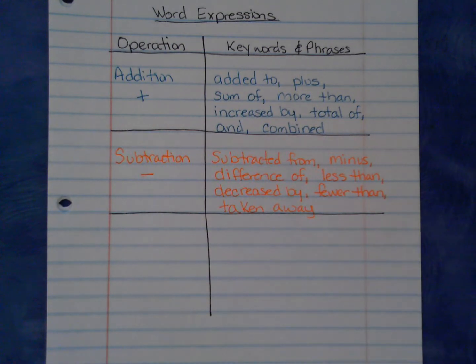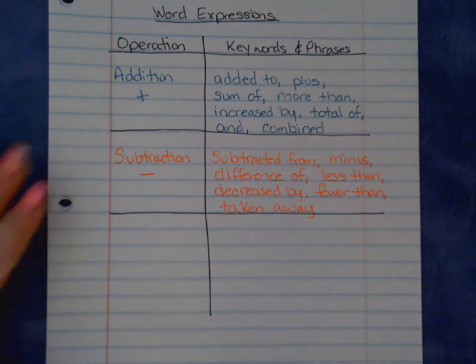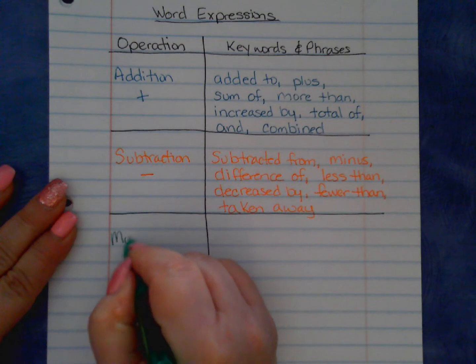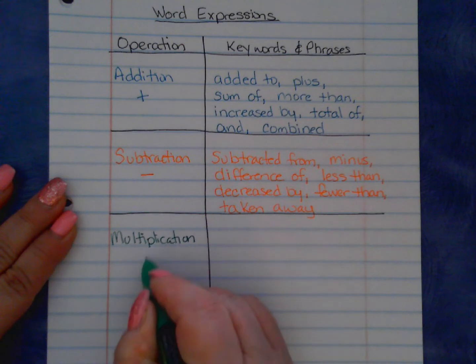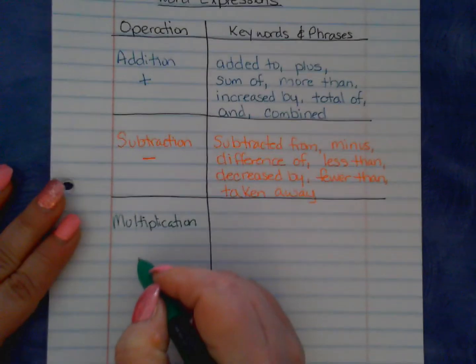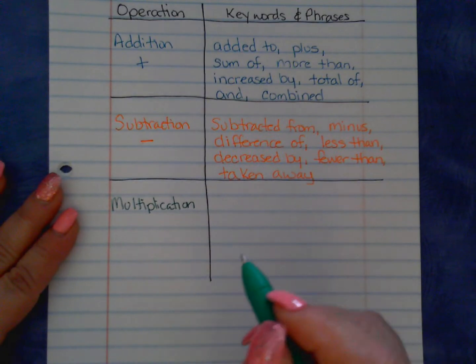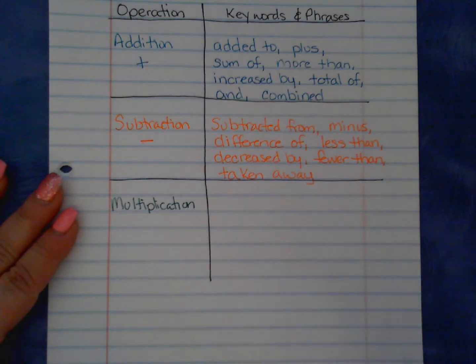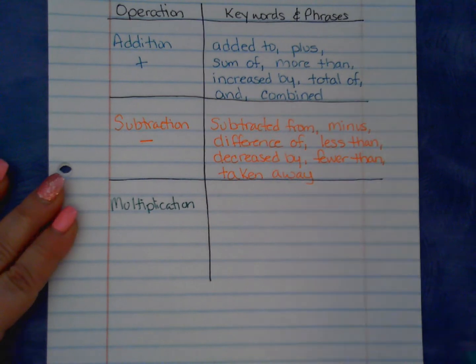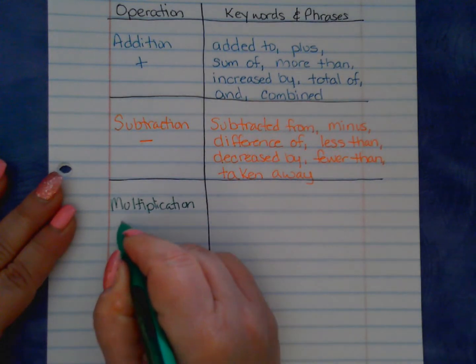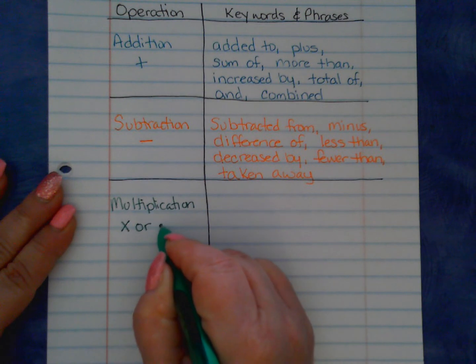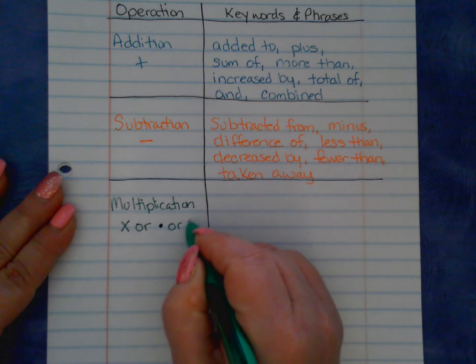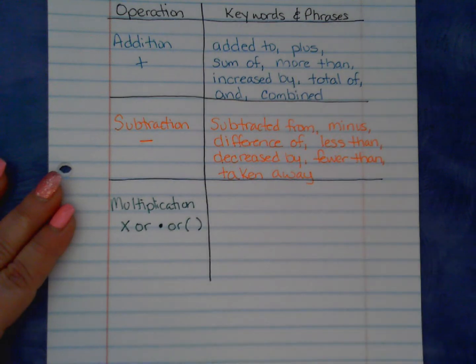Let's see. Next one, multiplication. There's not always as many for multiplication. I feel like there are quite a few, but the most common ones are usually the ones that you're going to see. But the way to write it mathematically would be an X or a dot or parentheses. That's how we write it in 6th grade, those 3 ways.